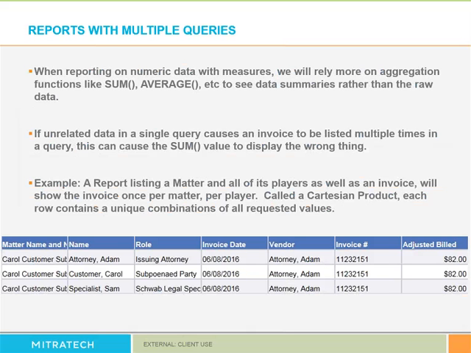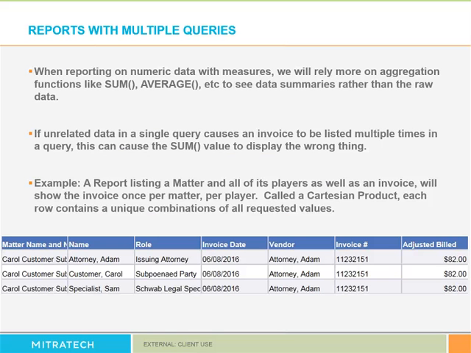However, as we can see in the example at the bottom of the screen, if we add some unrelated data type, such as the player record, we may end up seeing information being listed multiple times. Because of how this data is structured at the database level, both of them are related to the parent matter, in this case the Carol customer matter. We have one invoice being listed, 112322151, but we have 3 players. And because the invoice does not have a direct relationship to any of those players, the database will return all combinations of unique requested values. So what we see here is a listing of that invoice 3 times, 1 per player.